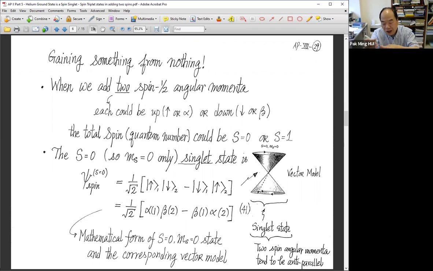And these two things in a pictorial way, classical picture, it looks as if they are always opposite to each other, canceling out everything, and they live like this in their respective cone. So this is the picture of vector model depicting this spin singlet state. Again, it is a classical picture to represent something very quantum. It has its limitation.